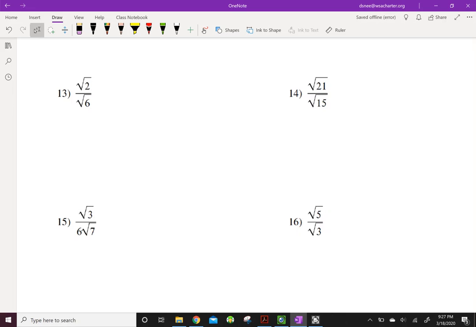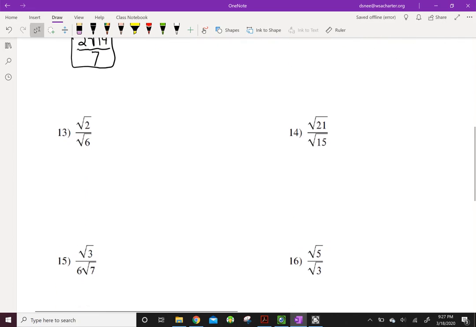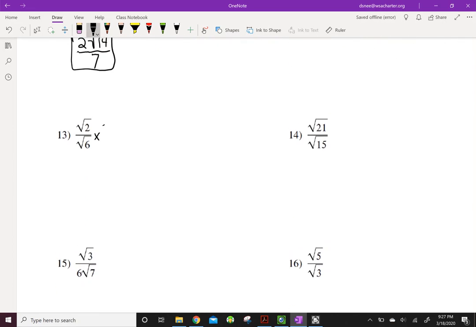I'm going to work out a couple more of these with you, and then we're going to wrap it up. Okay, I'm going to look back at those rules. I can't have a radical sign in the denominator. I'm trying to get rid of that. So I'm going to do this again. And that's going to be equal to the square root of 12 divided by 6. Because again, the square root of 6 times the square root of 6 equals the square root of 36, which equals 6. So that's my new denominator.